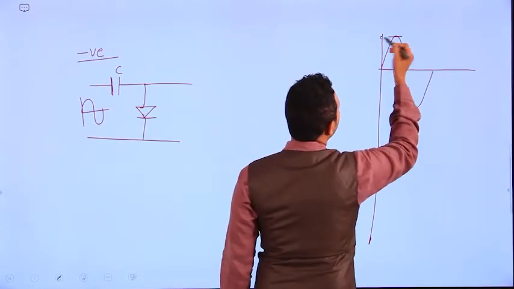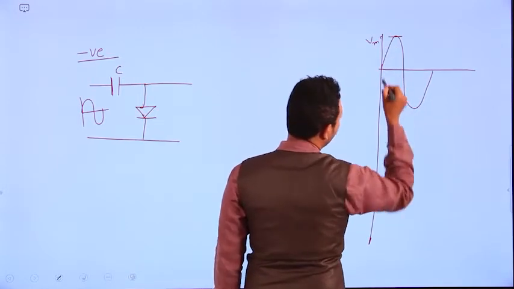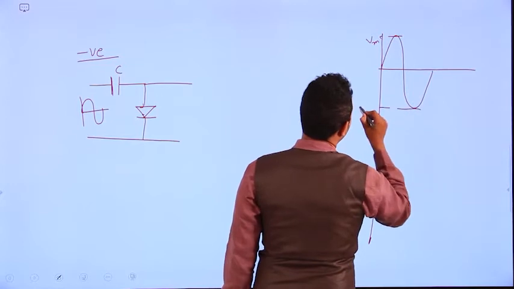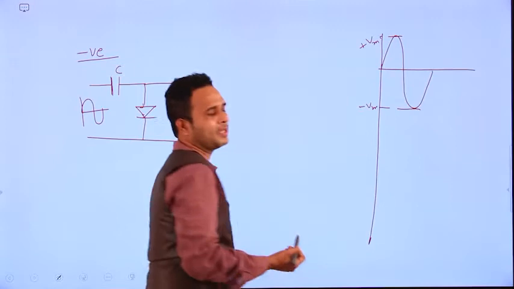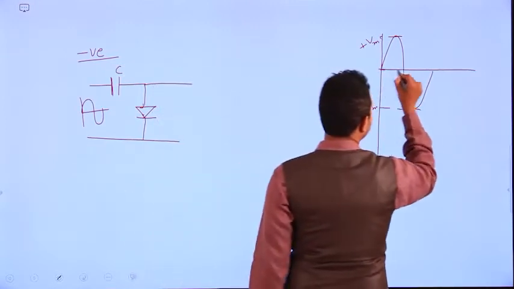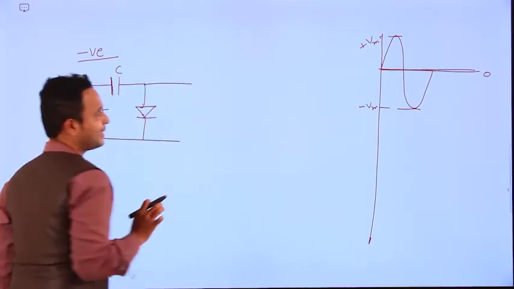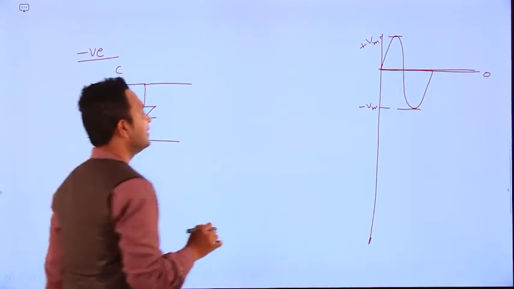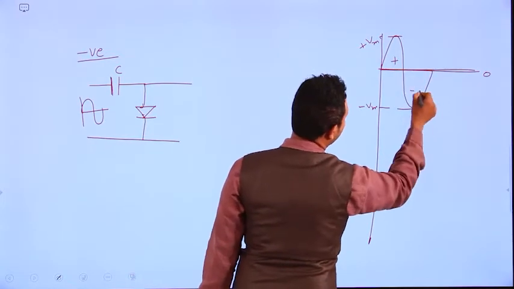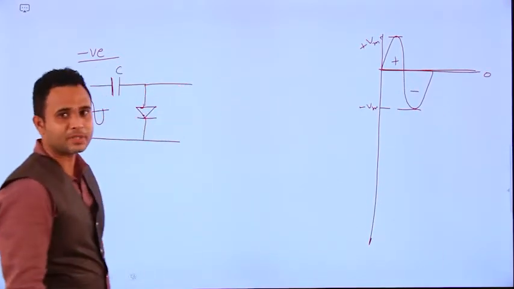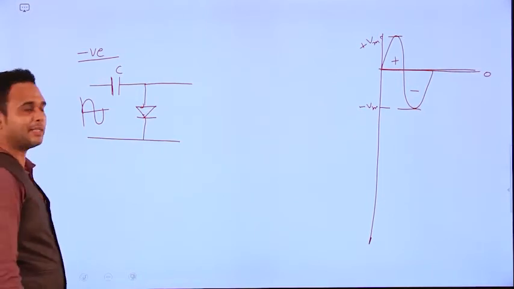Here I am not taking a value, I am simply saying this one is the maximum Vm, this one is minus Vm, and this one is plus Vm. The X axis is the zero axis. The signal consists of a positive peak and a negative peak. So what happens with the positive peak and what happens with the negative peak?